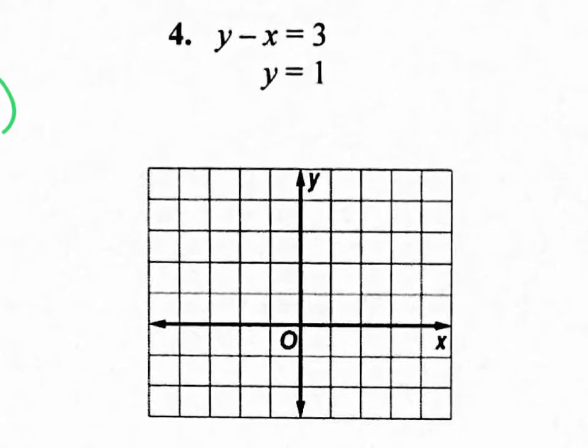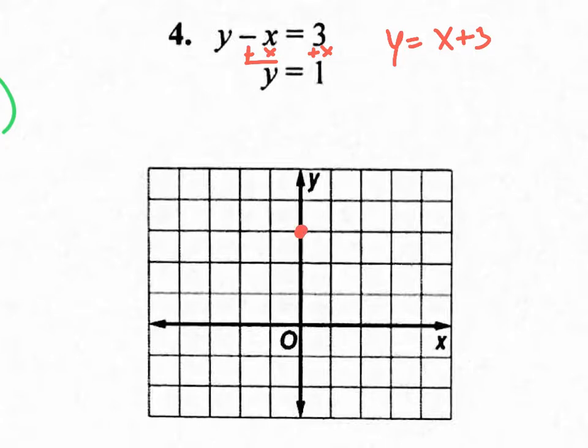Jump into number 4. The top equation is not ready to graph yet, so what do I do? I need to get y by itself. What do I do? Add x on both sides. So I'll end up with y equals x plus 3.